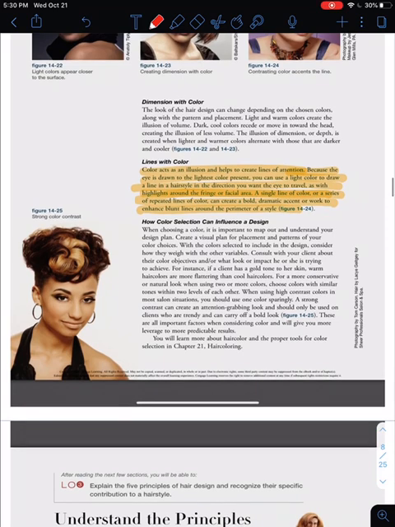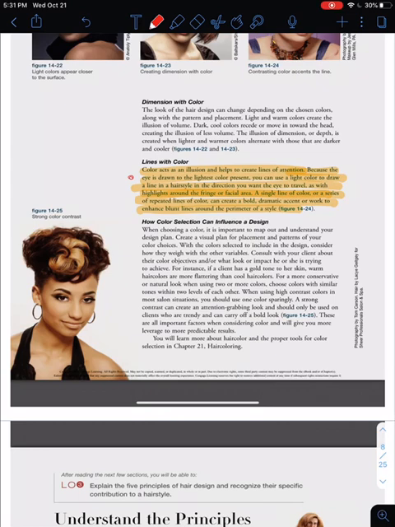Let's talk about lines with color. We're going to highlight this whole paragraph. It says, color acts as an illusion and helps to create lines of attention. Because the eye is drawn to the lightest color present, you can use a light color to draw a line in a hairstyle in the direction you want the eye to travel.